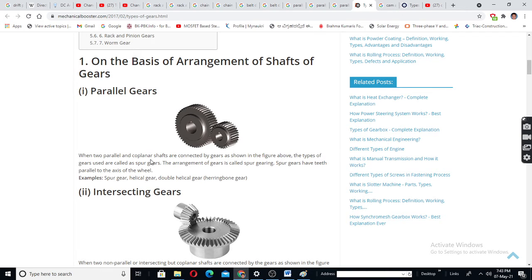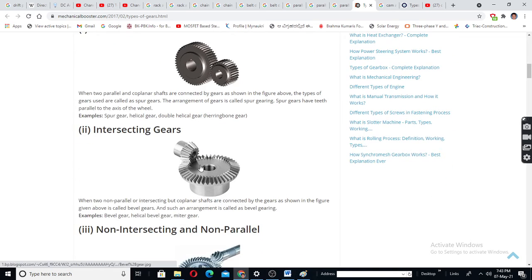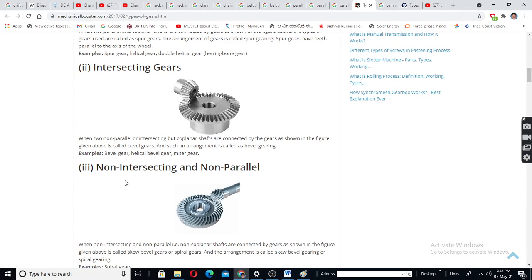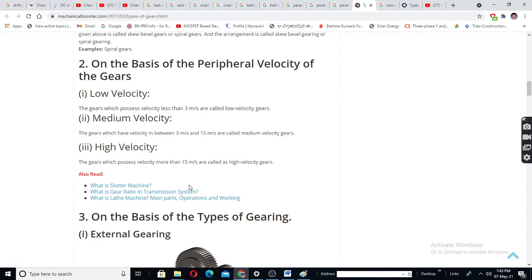It can also be intersecting gears. Here parallel means the shafts of these two are in parallel. It can be intersecting. Here the shafts are intersecting. See, this shaft is like this, another shaft is like this. This is non-intersecting and non-parallel. See, here there is a slight offset. It will not intersect and is non-parallel. So there are different types.